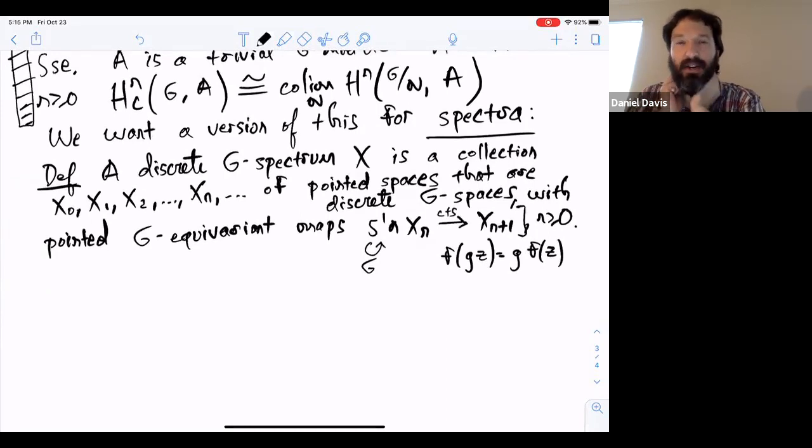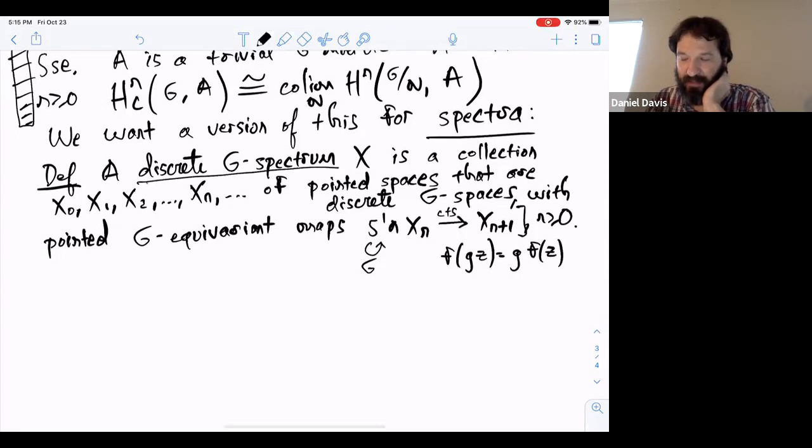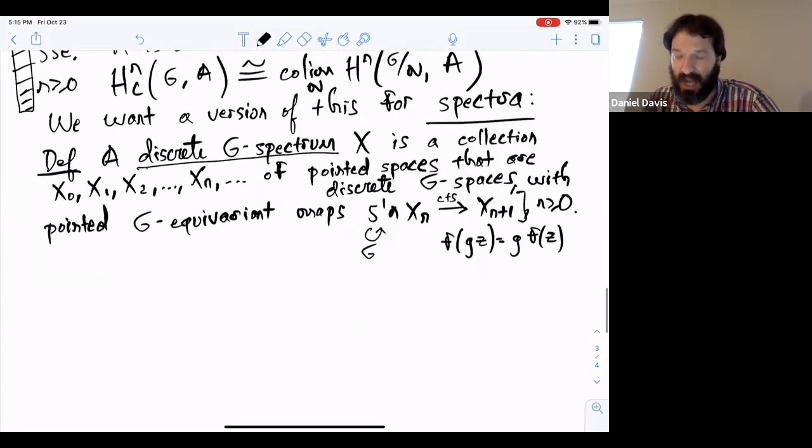I should say here that I've given a rough definition of the concept of discrete G spectrum. If I were to define this in a fully precise way, we would be working with the category of symmetric spectra, which use pointed simplicial sets. Okay, but that's a little heavy for now. But to do this properly, you want to use symmetric spectra of simplicial sets.